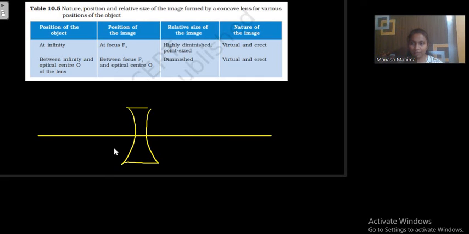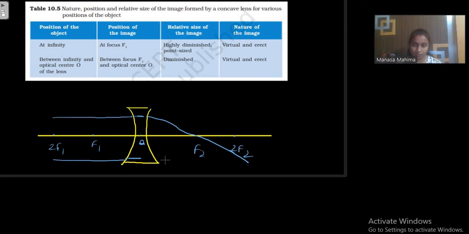So we have to mark here the optic center. This is the optic center, f1, 2f1, f2, 2f2. And what happens if a ray is coming from infinite distance? It is coming like this. These two rays are falling on this lens. After refraction, what happens? It passes through f2. Correct?